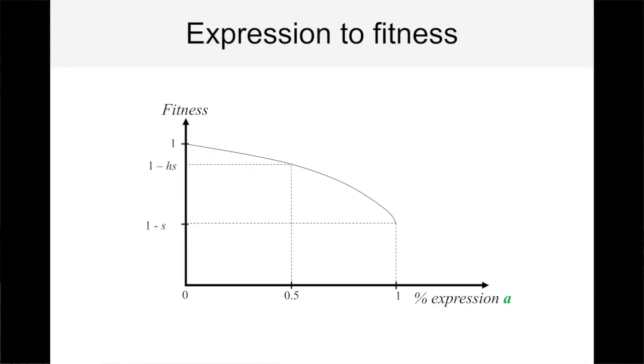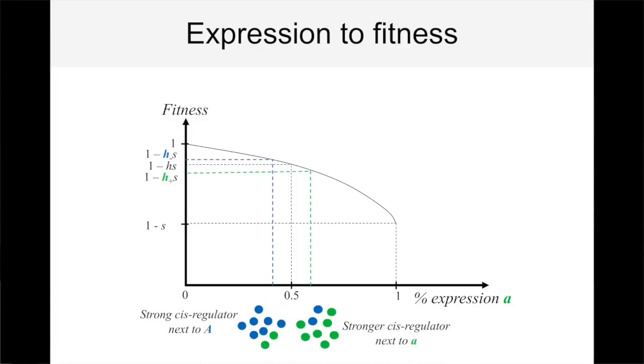So we go back to this expression to fitness graph, where here imagine you've got the fraction of expression of this little a. Where you were in a standard heterozygote, you produce 50-50 of each protein. Then you've got the same as before, dominance of H. If the stronger cis-regulator is close to the deleterious mutation, then you will produce a little bit more of that protein, and therefore the fitness will be a little bit more reduced because you've got more of that deleterious mutation, that defective protein, sorry. So that's the two values.